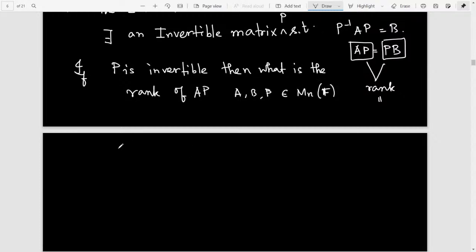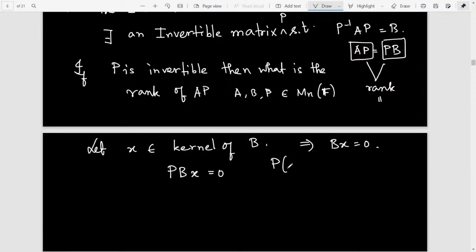So now let's say something like this, that let X belong to the kernel of B. Which implies that Bx equals 0. Okay. So if Bx is equal to 0, then PBX is also equal to 0 because P of 0 is equal to 0. Alright, so this implies that X is also in the kernel of PB.